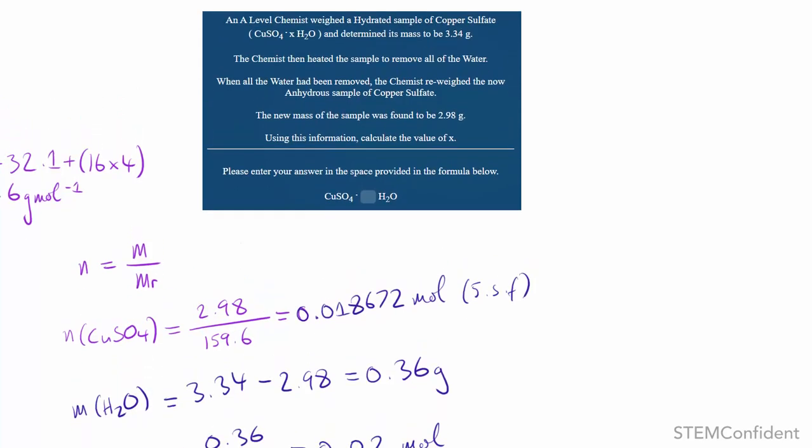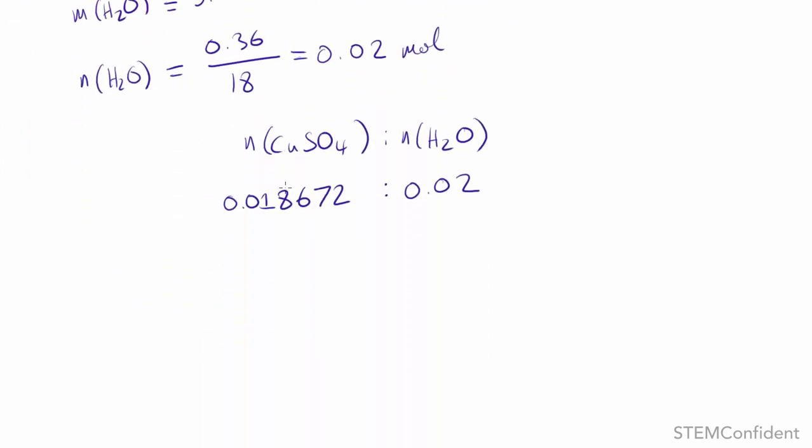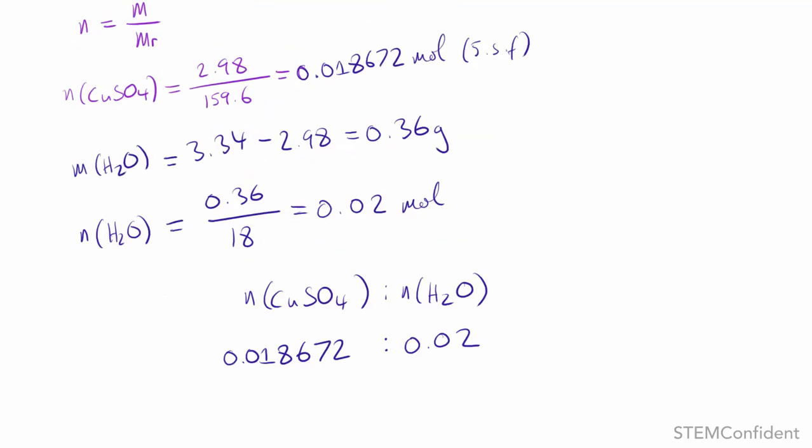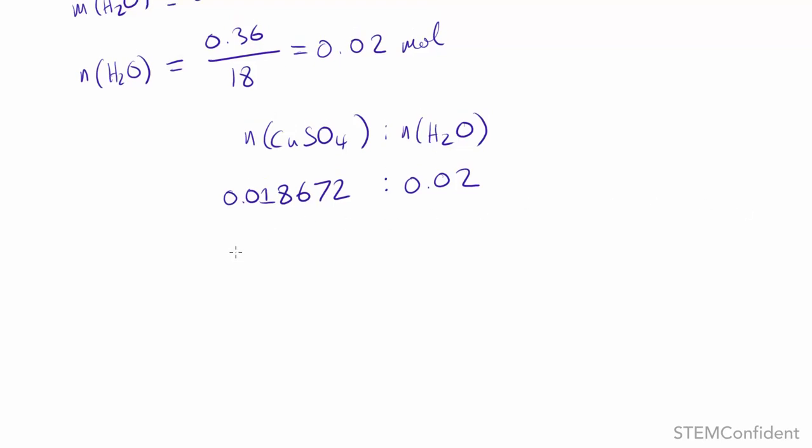What we want to be able to do is get the value on the left hand side, the moles of CuSO₄, to be 1. Because in our formula here, we've got CuSO₄ dot and then the XH2O. So for 1 mole of CuSO₄, how many moles are we going to have of H2O? That's really what the question is. So how can we do that here?